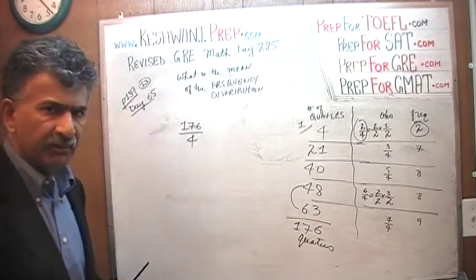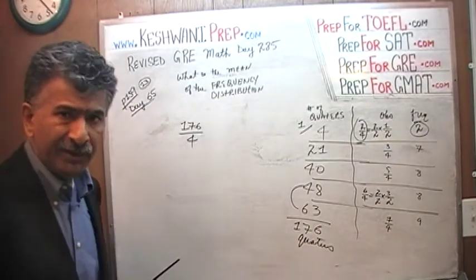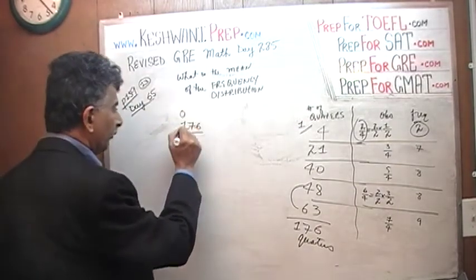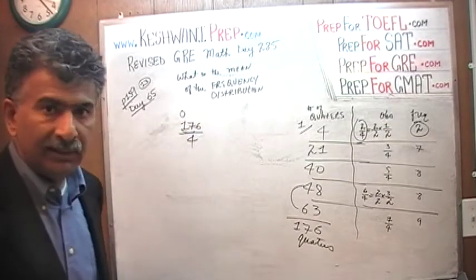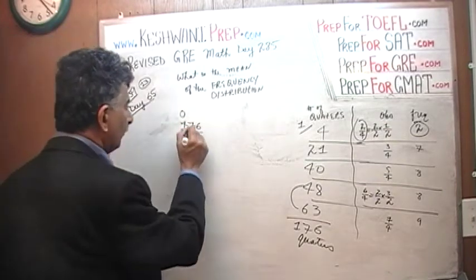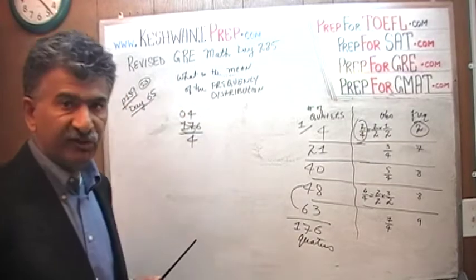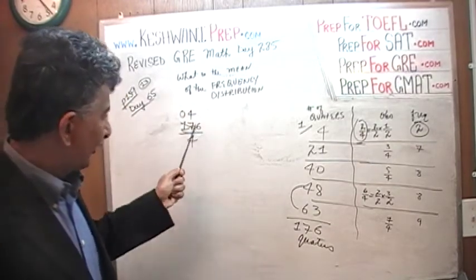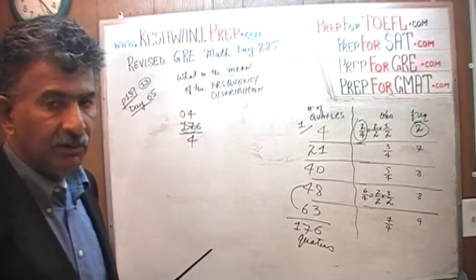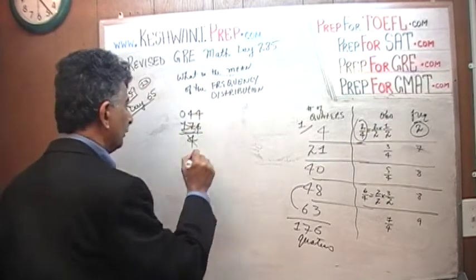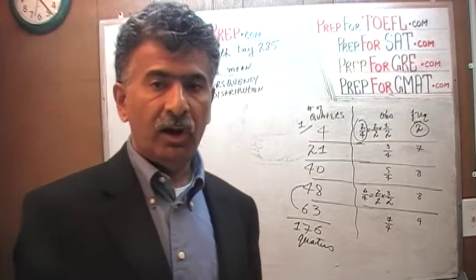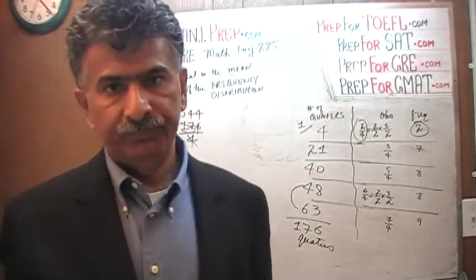All we have to do is divide by 4. How many 4s in a 1? 1 has no 4s. That 1 goes and joins the 7, becomes 17. How many 4s in a 17? 17 has 4 4s. 4 4s are 16. The remaining one goes and joins this 6, becomes 16. How many 4s in a 16? 16 has 4 4s. In other words, 176 quarters make $44.